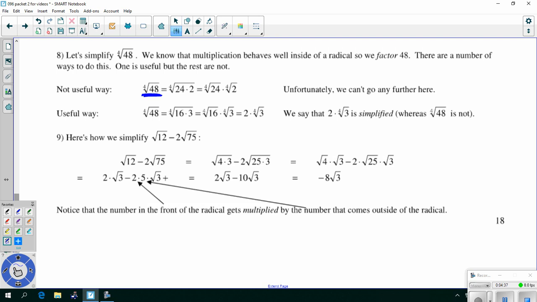4th root of 48, we're trying to simplify it. I guess we probably first should look on our perfect 4th powers column and see if 48 is in there. It isn't, but that's the first attempt. So then we see if we can factor 48. Well, sure, we can factor 48 in any number of ways.